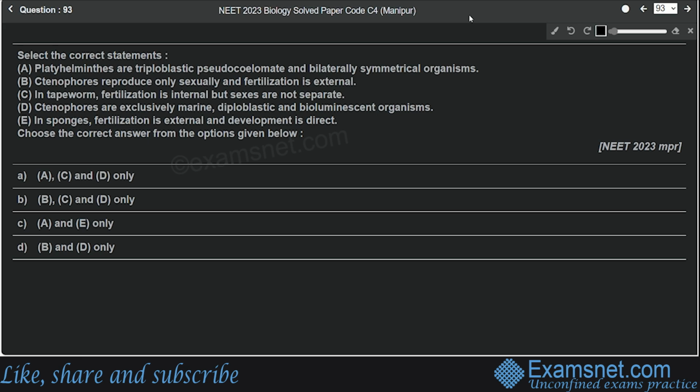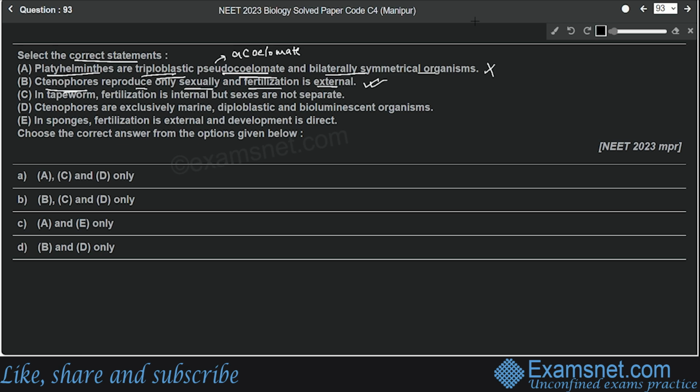Question number 93 is from the chapter Animal Kingdom. Here we have to select the correct statements. The first statement says that platyhelminthes are triploblastic, pseudocoelomate and bilaterally symmetrical organisms. This is an incorrect statement, because platyhelminthes are acoelomate, not pseudocoelomate. Aschelminthes are pseudocoelomate.